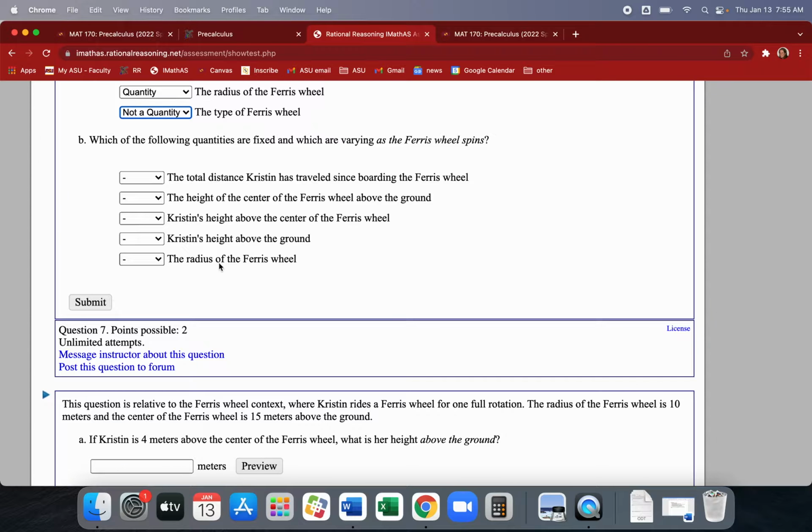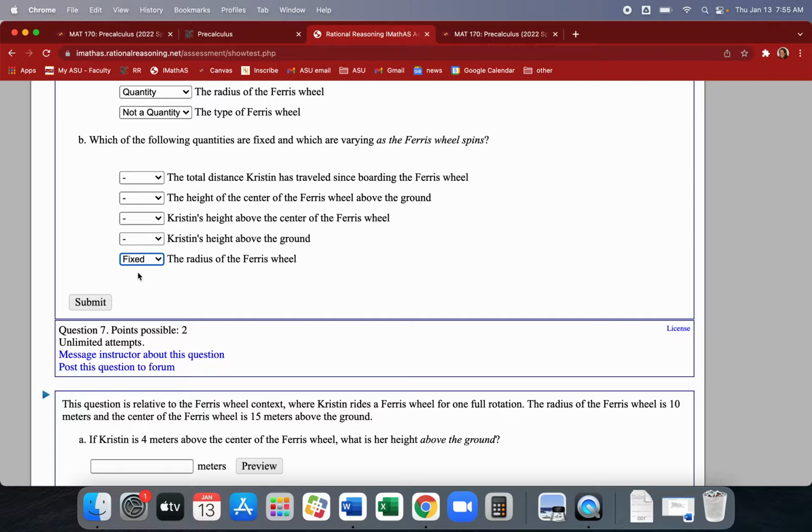The radius of the Ferris wheel. Yeah, radius of the Ferris wheel. That is not changing. That'd be a really scary ride if it were. All of a sudden, Ferris wheel gets bigger or smaller. Hey, surprise, you're really close to your neighbor. No, radius is not changing. Total distance, height of the center, height above the center, radius. There we go. Radius is fixed.